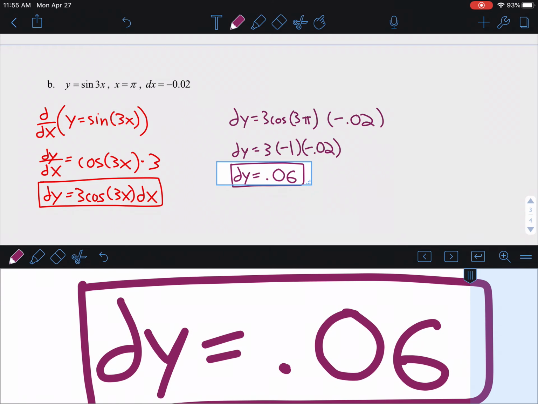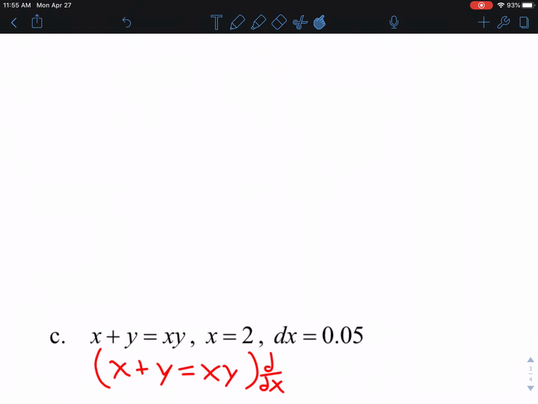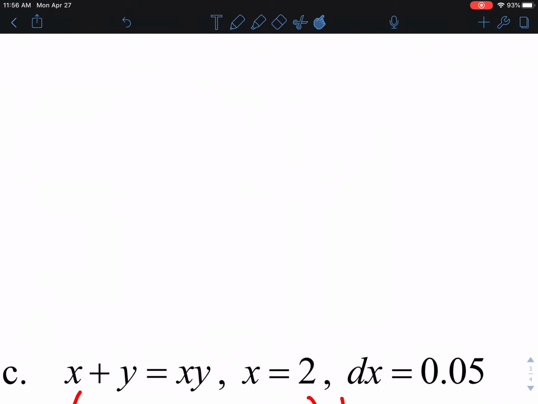Okay, one more differential I want to calculate. Now, this last one for C, I already have everything written out here, so if you want to pause it after I'm done explaining and copy it down, that would be great. I'm going to show you this one in 2 separate ways. Let's take a look at x plus y equals xy. We're going to first find the differential dy, and then plug in our x value of 2, moving to the right 0.05. So what's the approximate change in the y values?